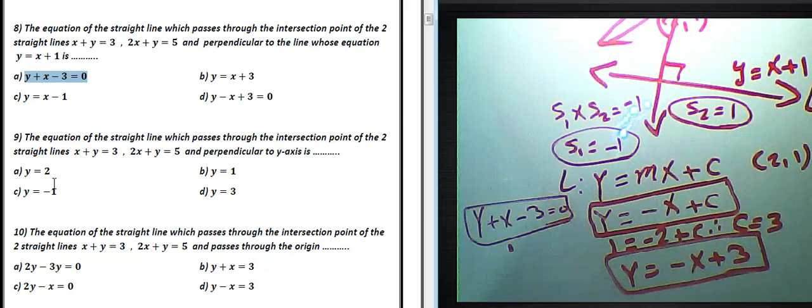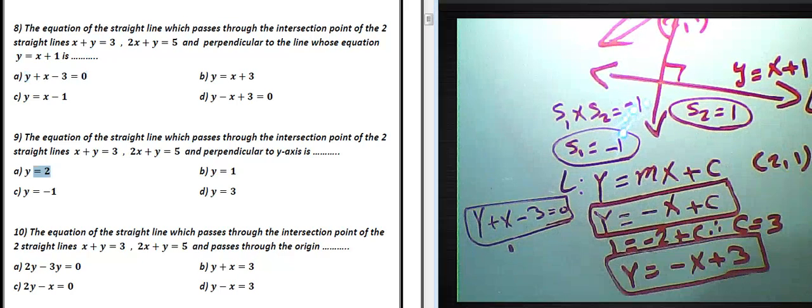But question number 9, I told you two minutes ago, it will be y equals 2. Y equals 2 for question number 9. Question number 10, he gives us again two straight lines, such as questions 8 and 9. But in question 9, he told us the straight line is perpendicular to the y-axis. In this example now, I will solve question number 10.